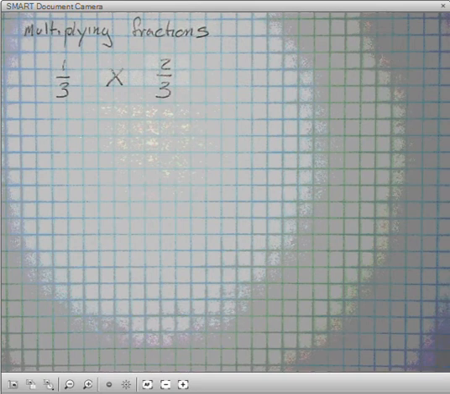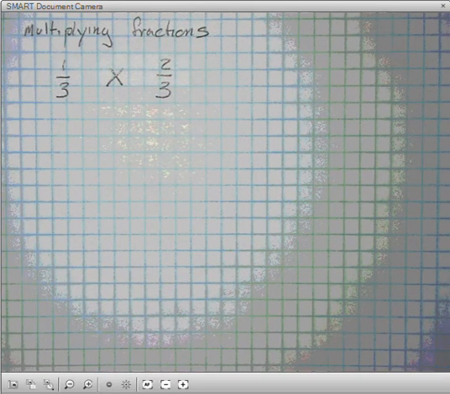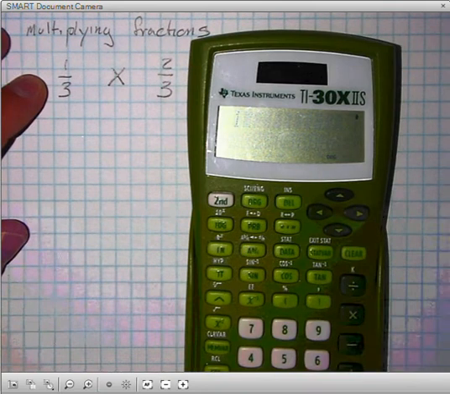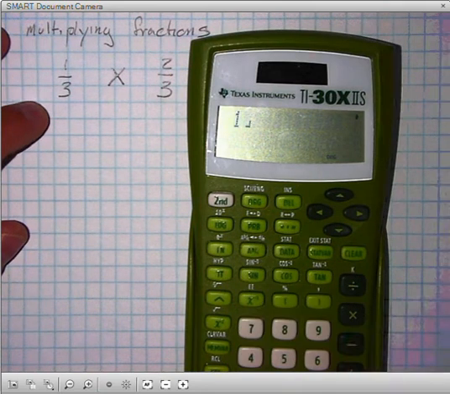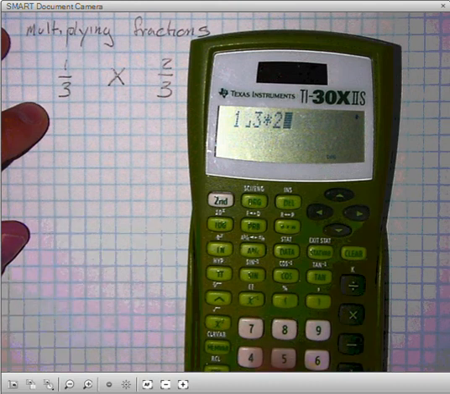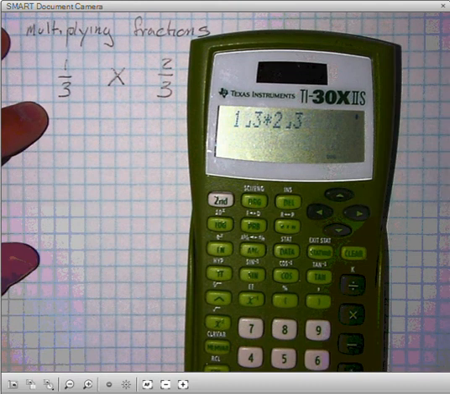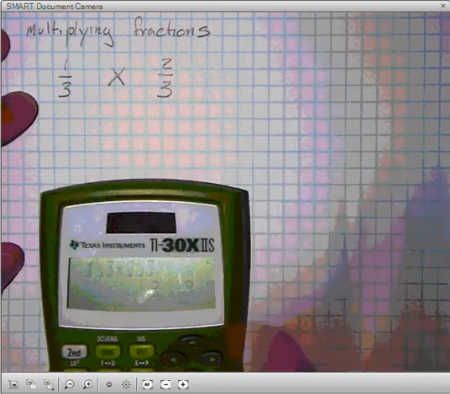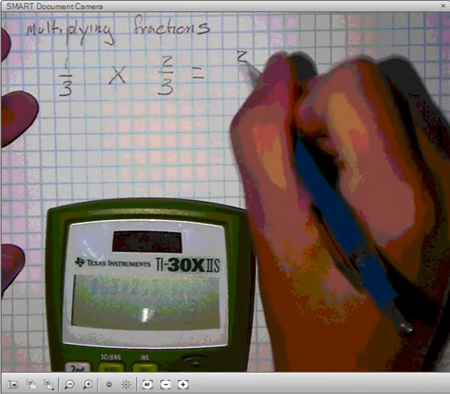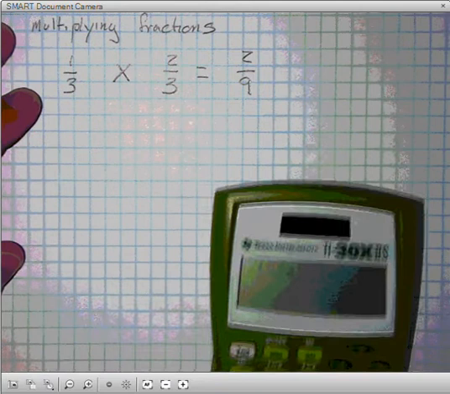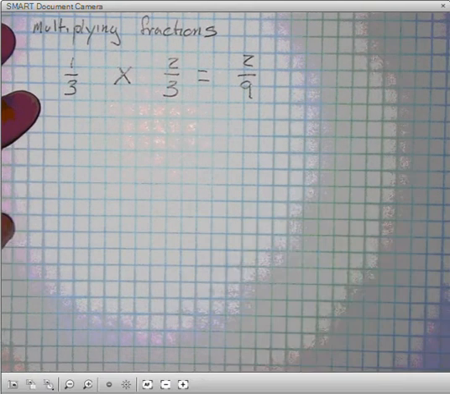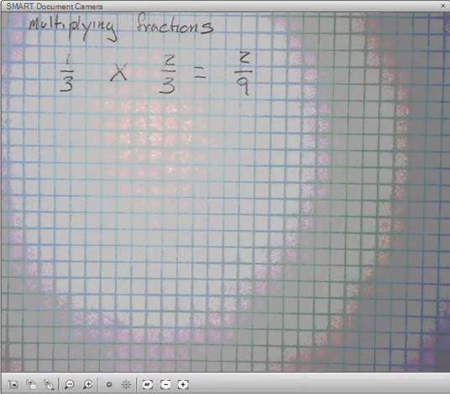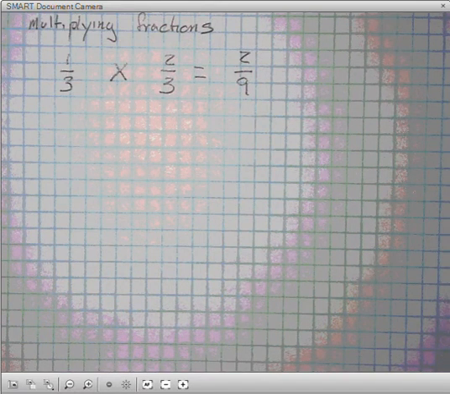1/3 times 2/3. Oh, so what you could do is put it into the calculator. You could do 1 over 3 times 2 over 3, correct? And then when you hit equals, that'll give you the answer 2/9. So the answer to that multiplication problem is 2/9. That is absolutely correct. The calculator proved that that was right. What we're going to be doing is visually representing that.